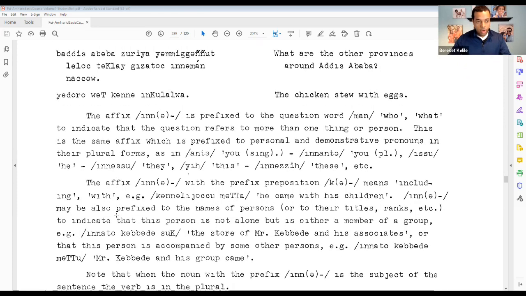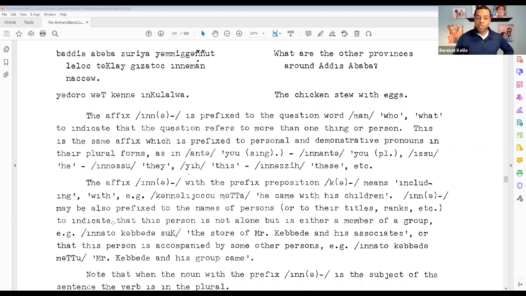What to know here: it's usually prefixed to the word man, which means who or what, and it indicates the question refers to multiple persons or things. So we're looking at questions and plurality, plural persons or things, and this prefix is attached to that word man to indicate that.